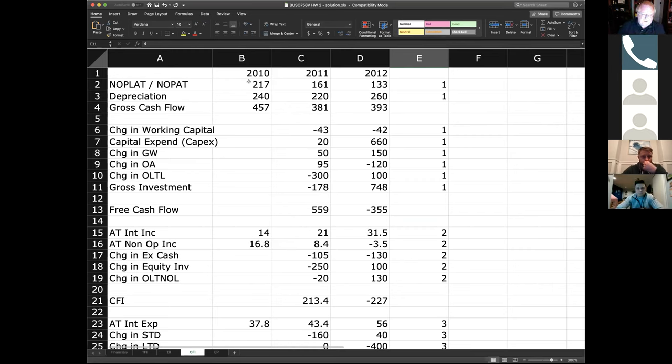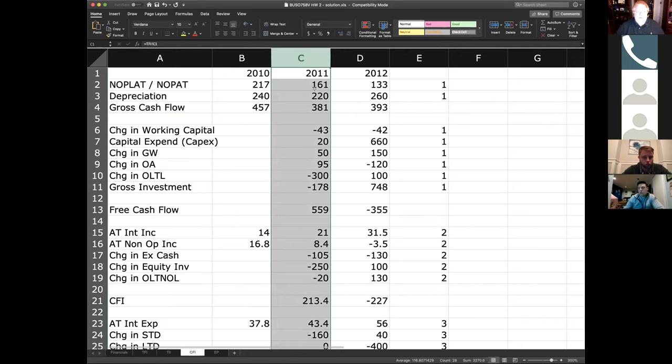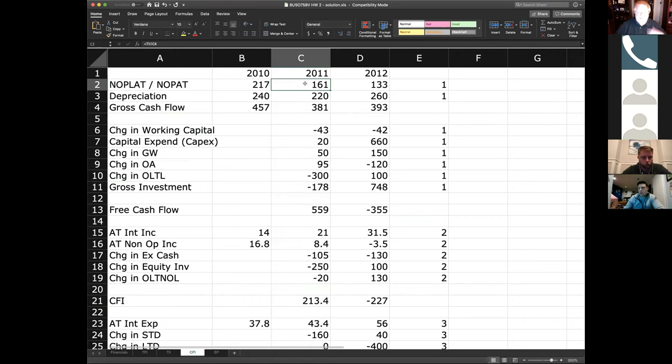So the first one was the concept of free cash flow. Again, free cash flow is cash from the income statement, the gross cash flow, minus cash reinvested in the balance sheet, the gross investment. Okay? So again, I'll use 2011. Gross cash flow is the NOPLAT, which you calculated, adding back depreciation. That's your gross cash flow.